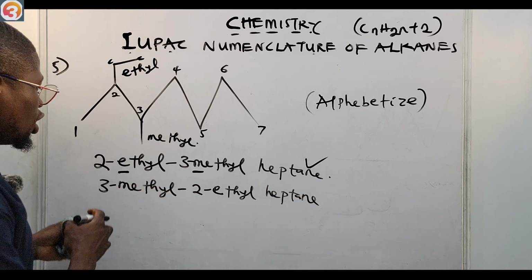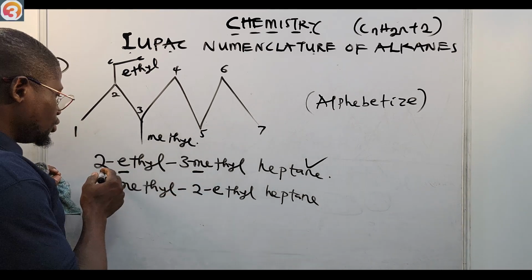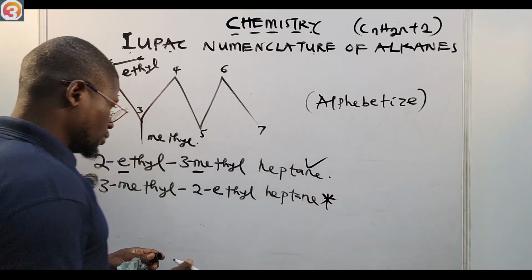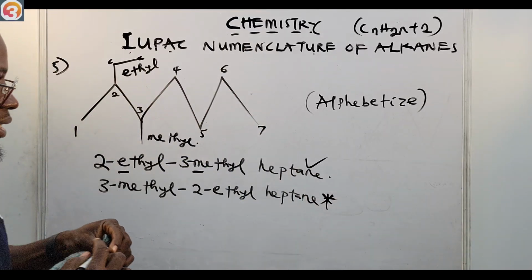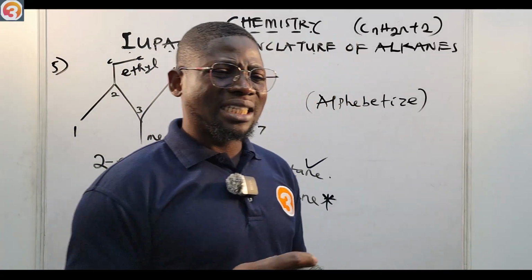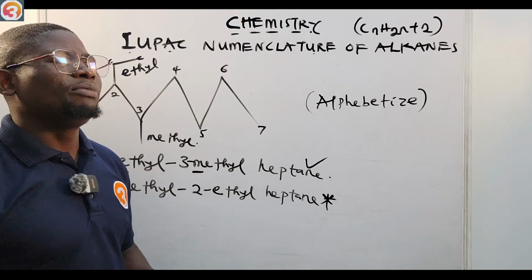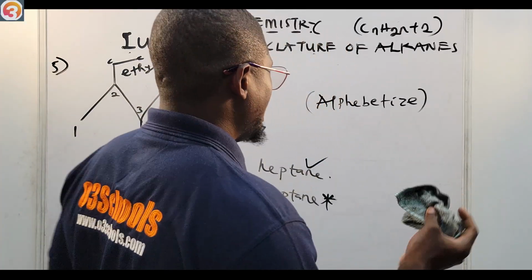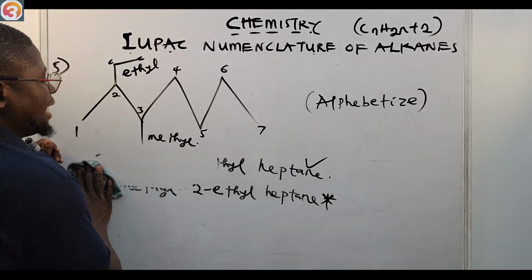3-methyl. Okay? Because E comes before M. So 2-ethyl, 3-methyl heptane will be correct. This will be wrong. Okay? This will be wrong. All right, so please, this is IUPAC nomenclature, so you must take note of that. I'm giving you these several examples so that you can be fully cooked when it comes to naming organic compounds, especially alkanes as we're looking at today.